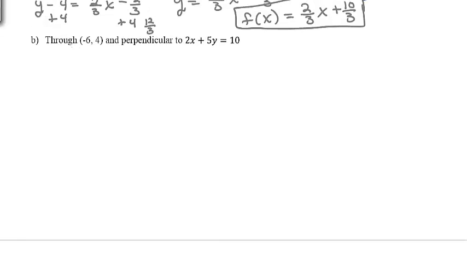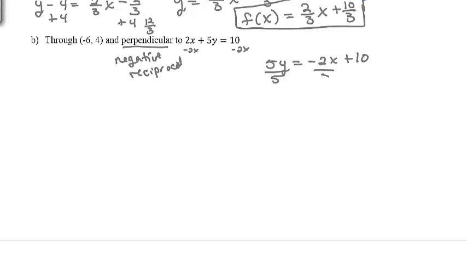In our next example, we want the line that passes through the point negative 6, 4 and is perpendicular to the line 2x plus 5y equals 10. So first we need to solve this for y, determine what the slope of this line is, and then the slope of our line is going to be the negative reciprocal. So to solve this equation for y, we need to subtract the 2x. That gives me 5y equals negative 2x plus 10, and then we need to divide everything by 5. So we get y is equal to negative 2/5 x plus 2.